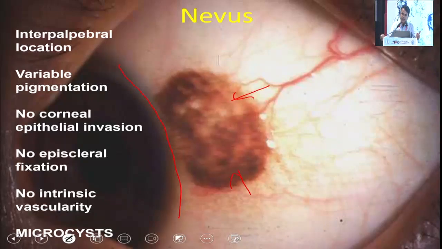It has no episcleral fixation. If you move it with a wet cotton-tipped applicator on the sclera, it moves very nicely. No intrinsic vascularity. Feeder vessels are bound to be there, but there is no blood vessel within the lesion that you can see. The lacy network of blood vessels is absent. And more importantly, presence of microcysts.